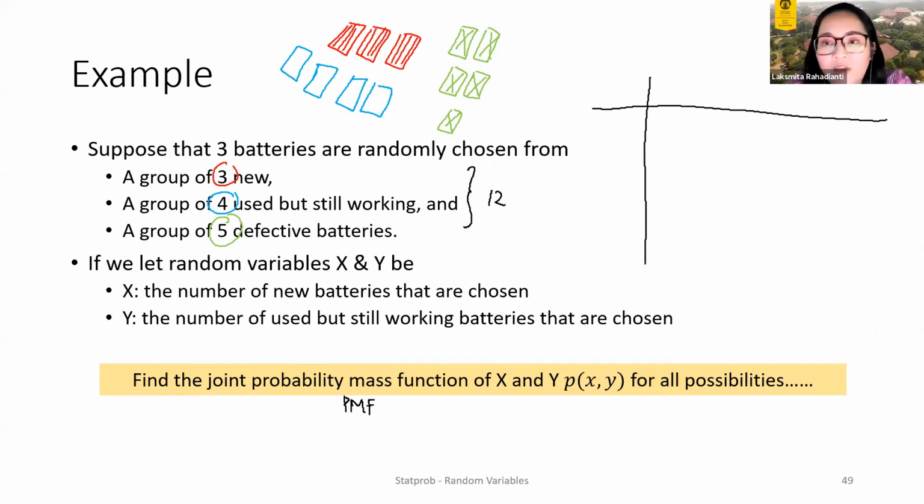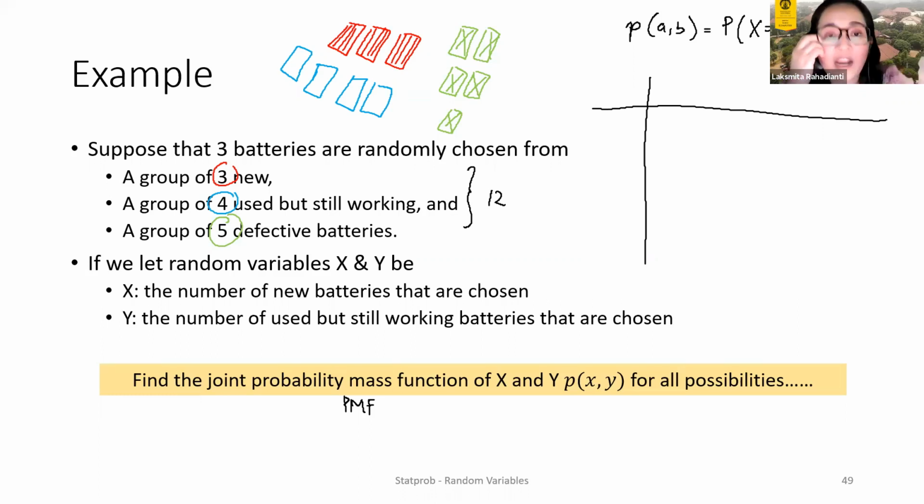So I want to define the PMF, right? p of A, B, which defines the probability of X equaling A at the same time that Y is equaling B. In other words, I want to see the probability that there are A new batteries chosen at the same time there are B working batteries chosen. So let's see what possible numbers we can have.